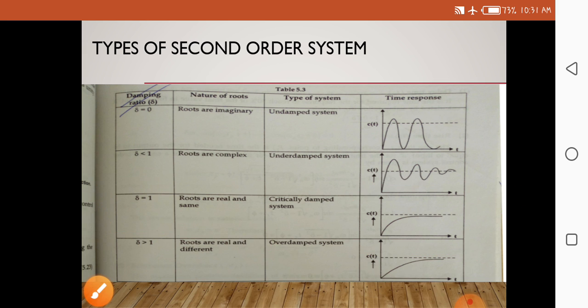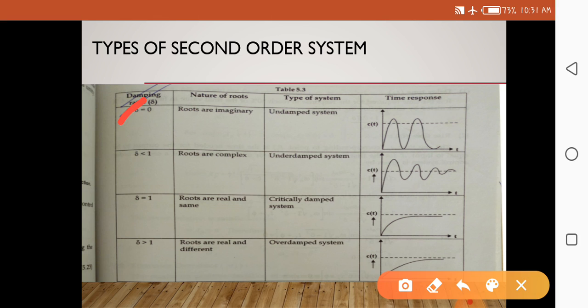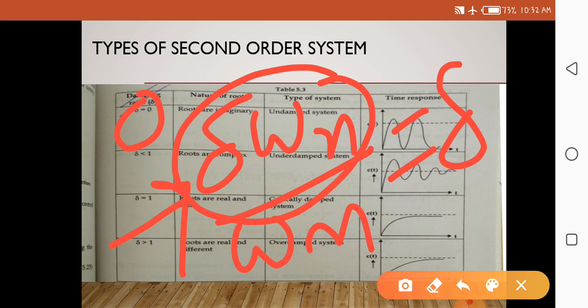Now the question that arises in our mind is: what is the damping ratio? Here delta is represented as the damping ratio. Generally, we can say that the ratio between the actual damping and the critical damping is called the damping ratio, and it is given by the formula delta omega n upon omega n equals delta, where delta omega n is represented as the actual damping and omega n is represented as the critical damping.